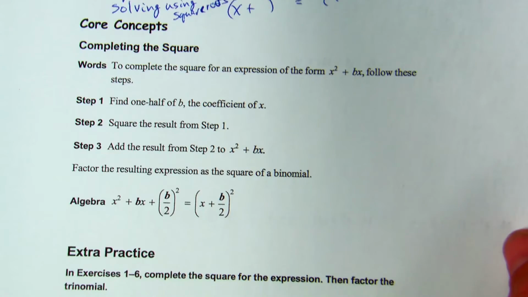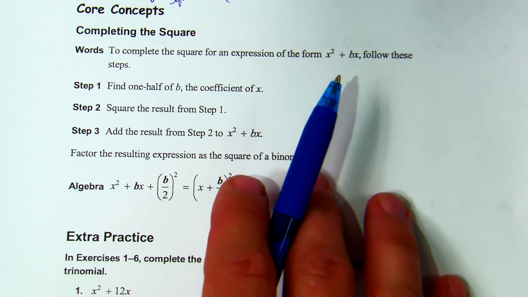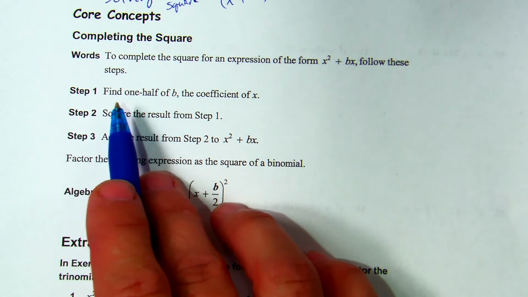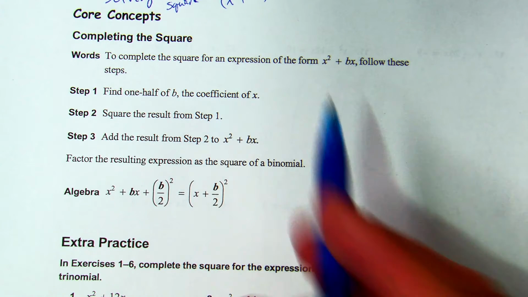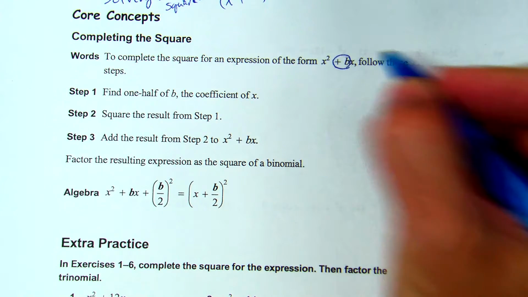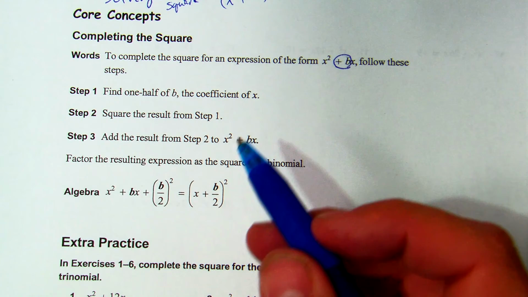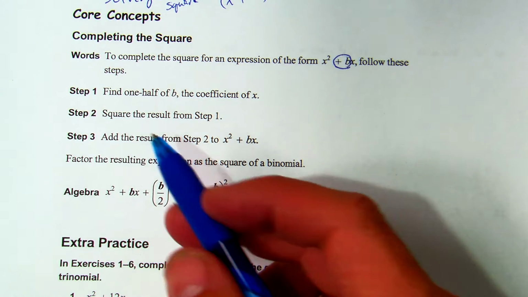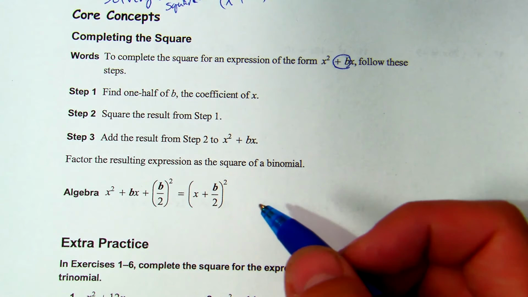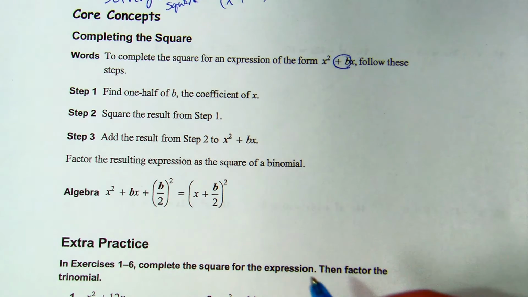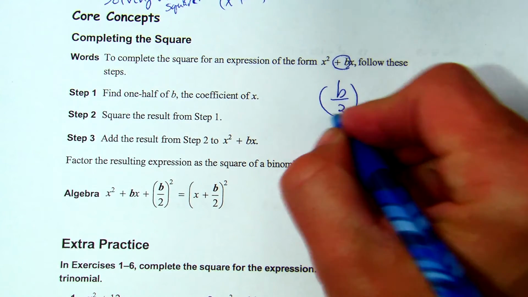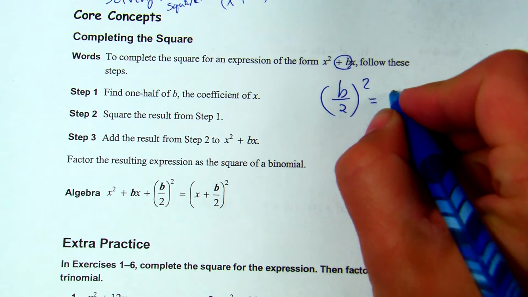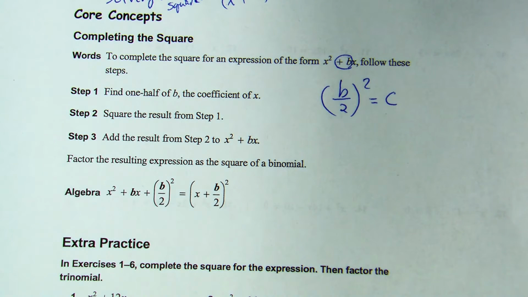But let's look at completing the square. To complete the square for an expression of the form x squared plus bx, follow these steps. Find 1/2 of b, which is the coefficient of x. So we're looking at this term right there, and we're going to find half of that. Then we're going to square the result from step 1, and then add it to this x squared plus bx. So we will take b divided by 2, and then we'll square it. And what this really ends up equaling is our c term. So (b/2) squared will be equal to c.